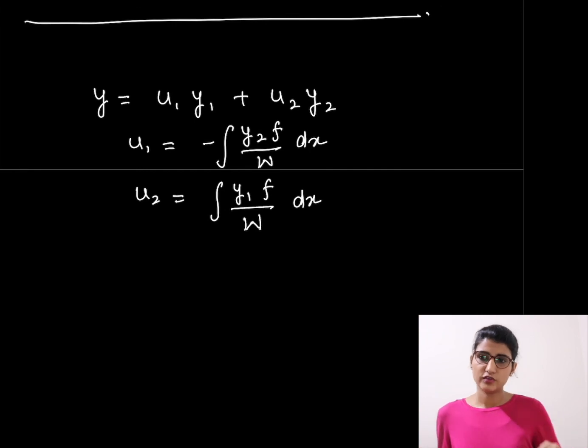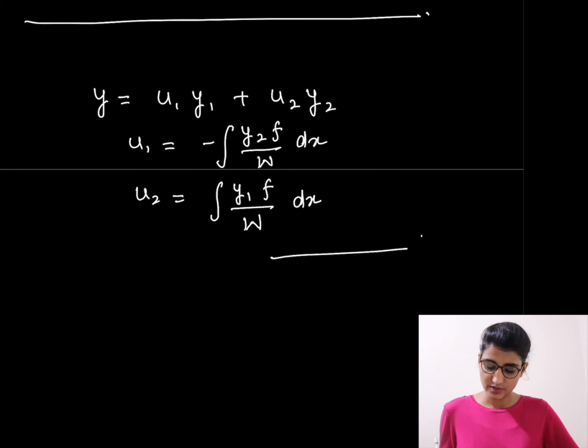So basically what we do is we find the complementary solution, list our y1 and y2. Using y1 and y2 we find the Wronskian, then find our u1 and u2. Then our particular solution is going to be u1 y1 plus u2 y2. And we'll stop here today, and in the next lecture we are going to talk about reduction of order.